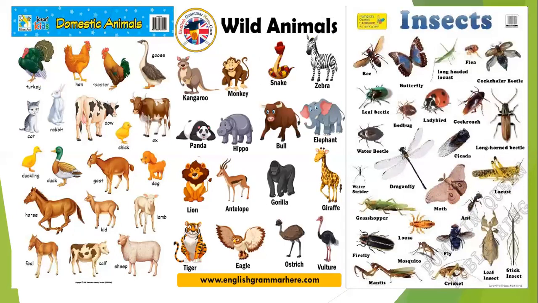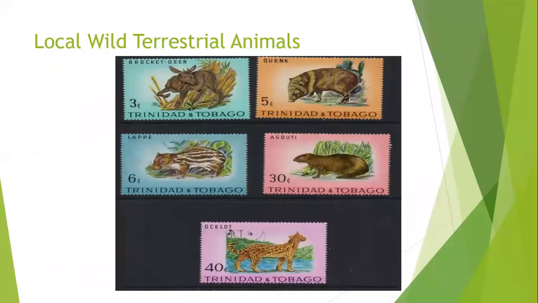Here are some examples. You have domestic animals, which are animals that are usually around humans. You have wild animals, and we have insects. We have our local animals, and that's it for today.